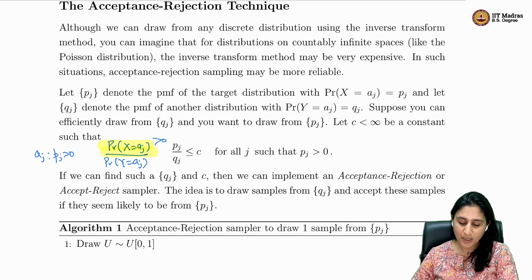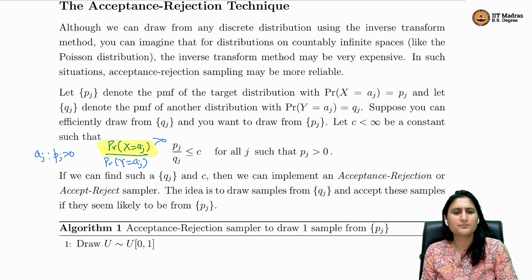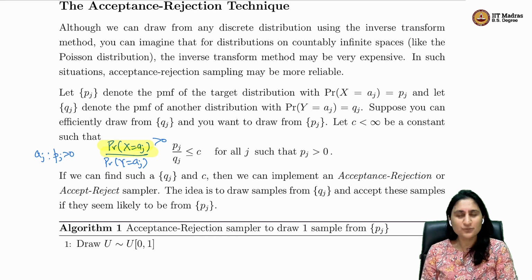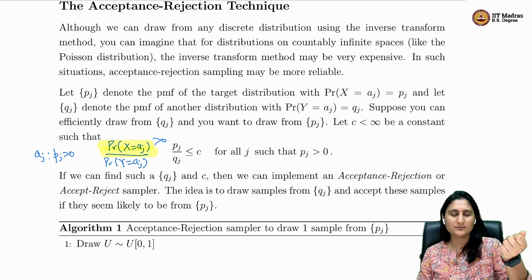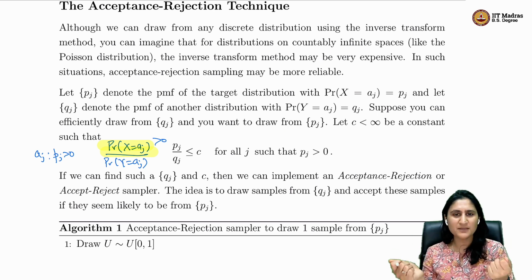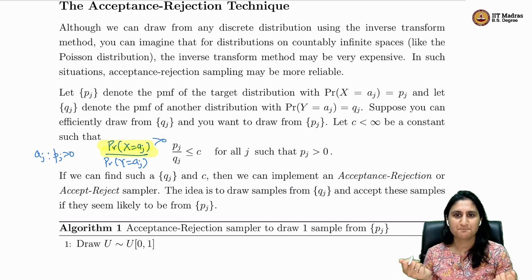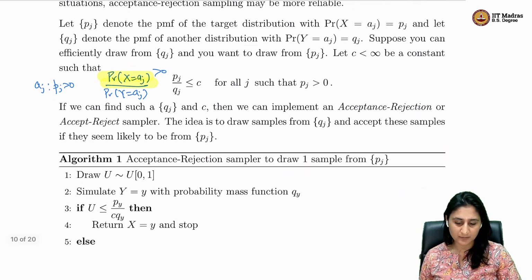And the idea is the following: you draw samples from qj and accept these samples if they seem like they are likely also from pj. So you draw from the proposal mass function, and if you draw from it and say, oh, this value seems like it could also be from pj, you accept that value. So how does this technically work?